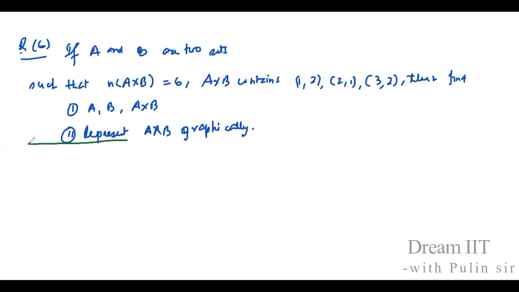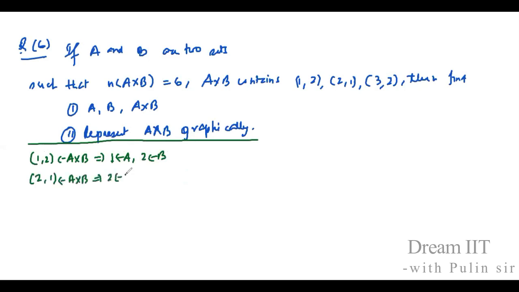So the first part is not a problem. Here I will not write a statement because I have already given you the statement for the previous ones. So I'll start like this. (1, 2) belongs to A cross B. That will imply 1 belongs to A, 2 belongs to B. Then (2, 1) belongs to A cross B. This implies 2 belongs to A, 1 belongs to B. And then (3, 2) belongs to A cross B.